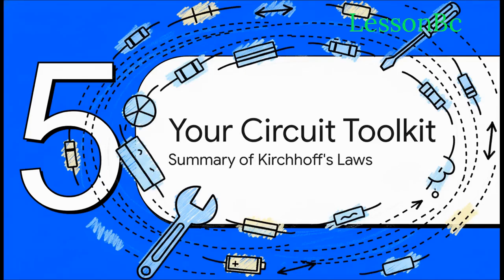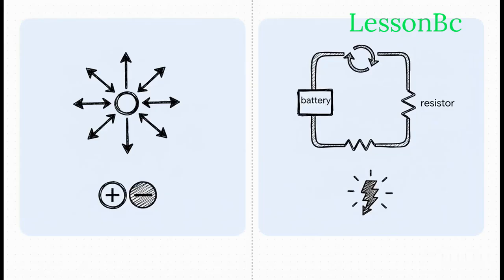So let's do a quick recap and put these 2 amazing rules into your official circuit toolkit. So here it is, all in one place. You've got the current law, KCL, which is all about junctions and is based on the conservation of charge. And you have the voltage law, KVL, which is for loops and is all about the conservation of energy. These 2 laws, together, give you everything you need to solve pretty much any circuit you'll come across.